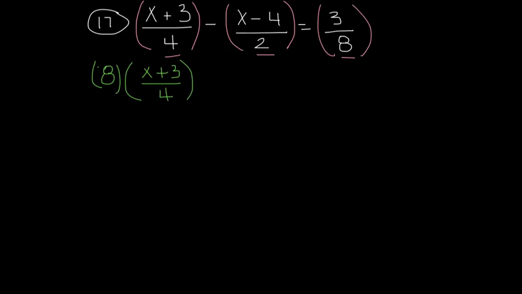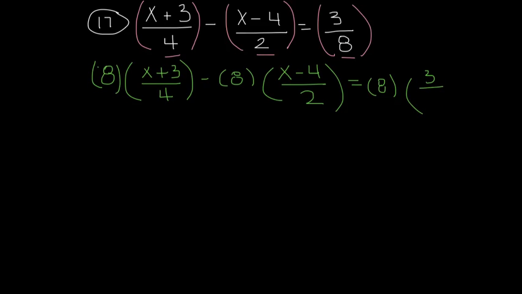I think I switched to my green too early this time. That's okay. Minus 8 times x minus 4 divided by 2 equals 8 times 3/8. Now again, the fraction bar means divide, so all I'm going to do is go through and divide.